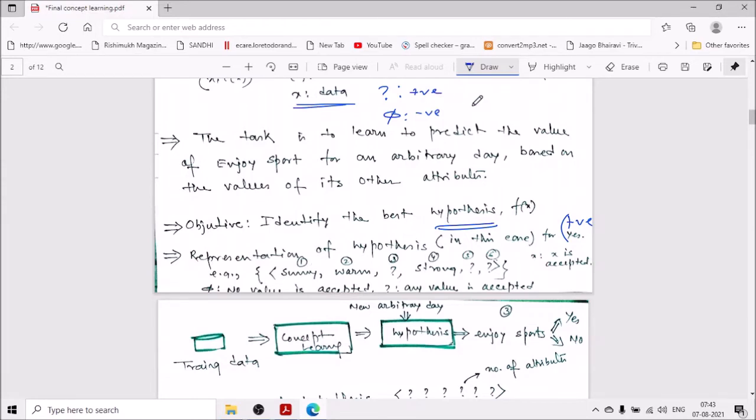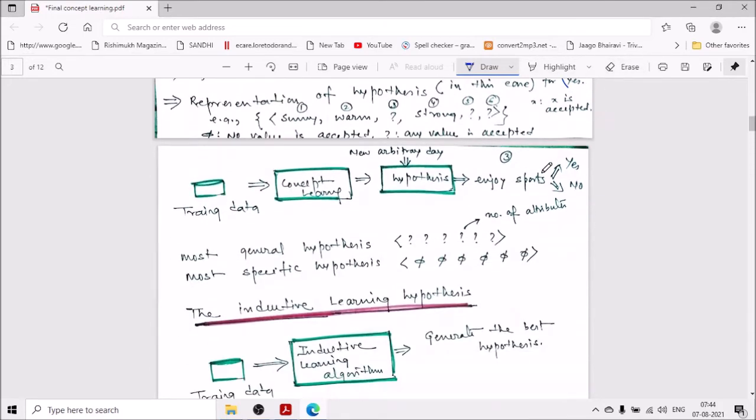Okay. So if in any hypothesis all the question marks are there, that means that hypothesis is accepted for any value. It is a general acceptance. But if all the attributes in a hypothesis are phi, that means it will never accept anyone. It will never give any positive value. Every time it will give the negative answer.